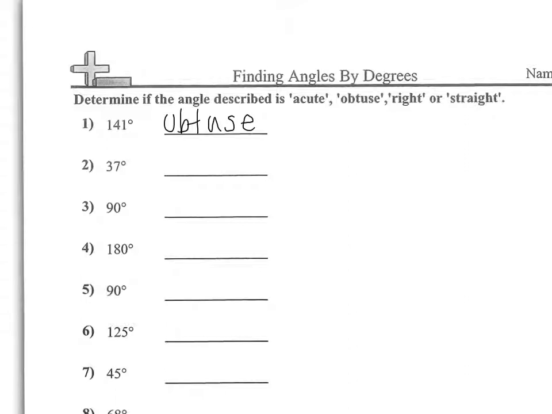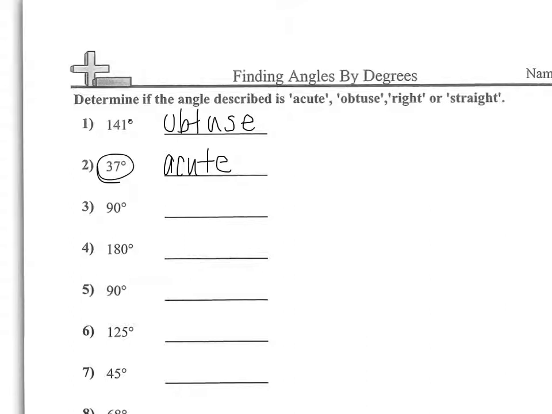Let's try the next one. Number 2 says 37, so 37 degrees. That little thing up here is a degree sign. I'm going to flip back to page 4 and see where 37 is. When I do this, I find that 37 is in my orange section. So that tells me that 37 would be an acute angle.